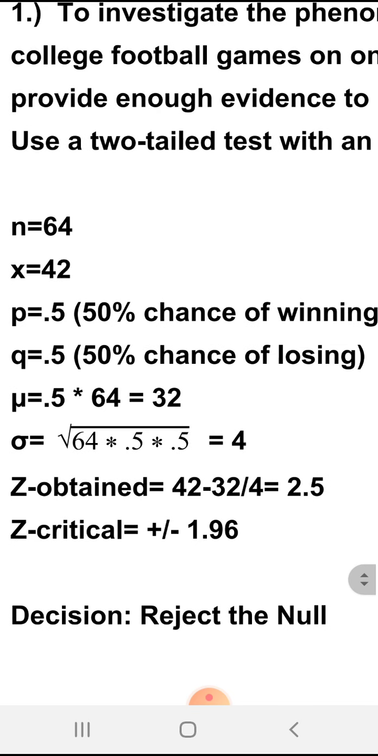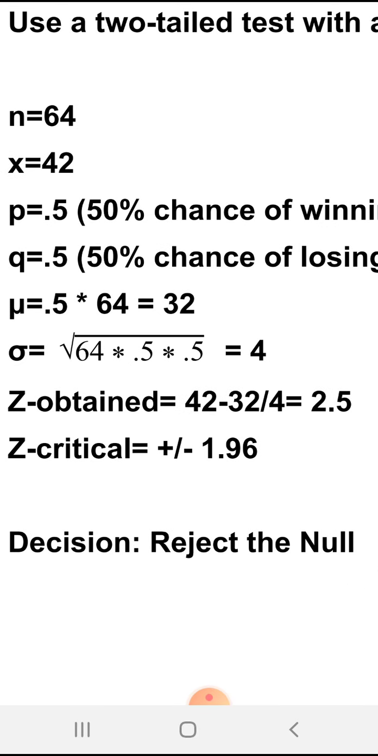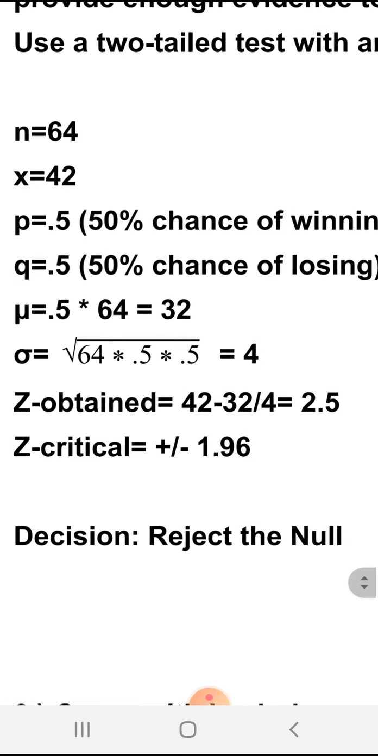We want to get mu. Mu is P times 64, right? Equals 32. It's basically saying that out of 64 games, by chance, you should win half of them, right? So 32 is half of 64. That's conceptually where that number comes from. Now, the standard deviation is the square root of n times p times q. So the square root of 64 times 0.5 times 0.5 equals 4.